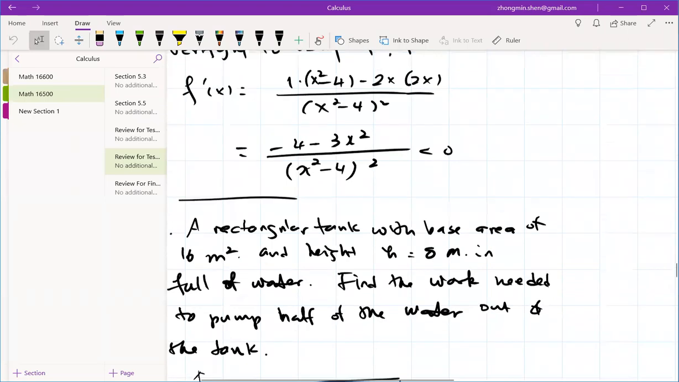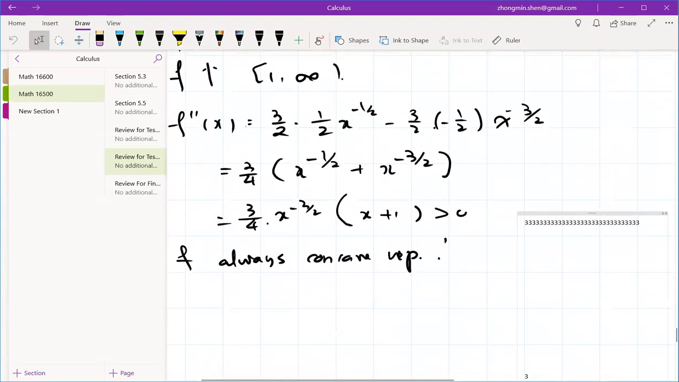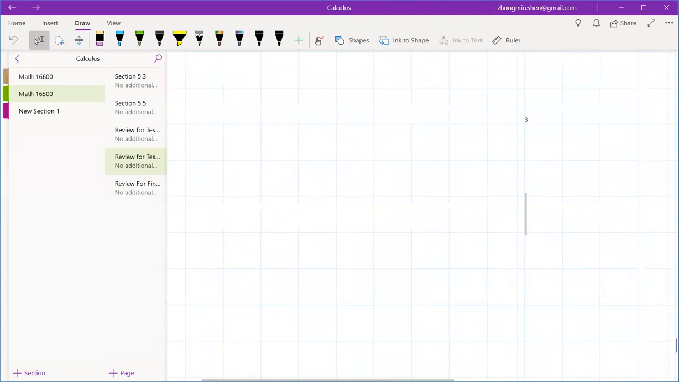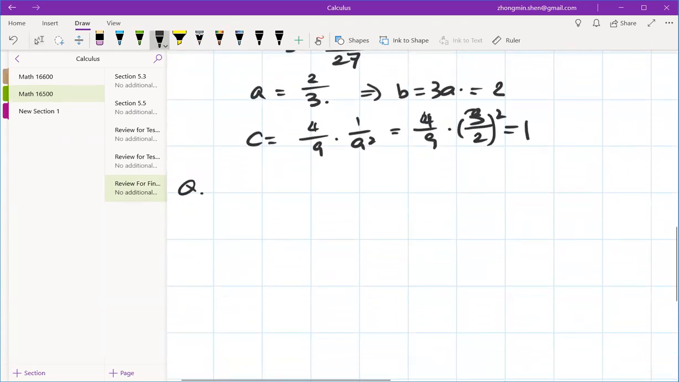No, it's not here. I think it's in the notes for during the class. Yeah, for that section.